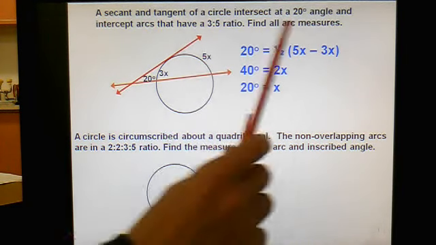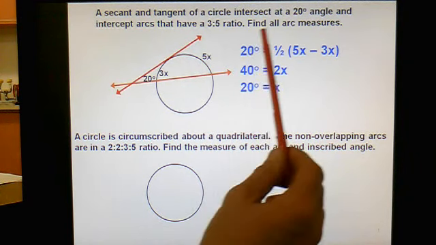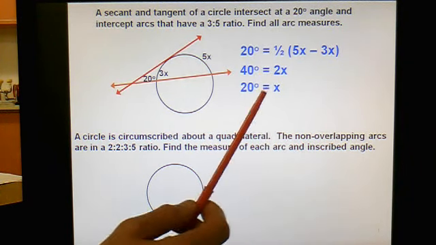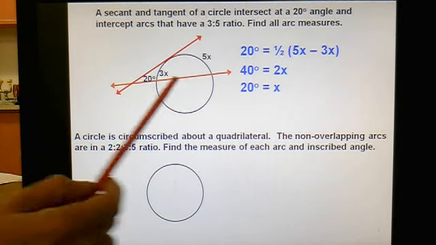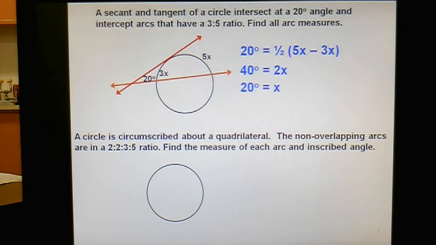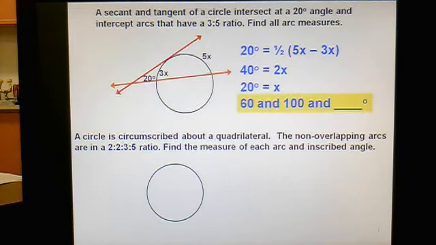Now, reread the question. Good test practice. You get an answer, you think you're done. Oh wait, the question asks for the arcs. So plug the 20 back in. This is 100. This is 60. I said all arcs, just like I did in the last quiz you took. You also should be able to find this arc. So 60 and 100 means the last one would be 200 degrees.